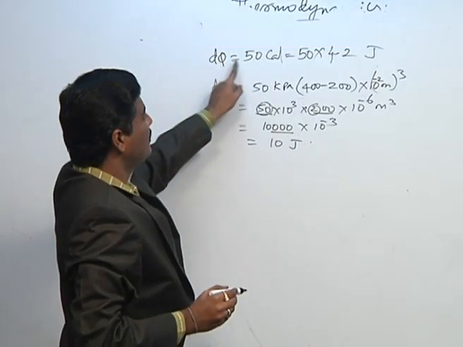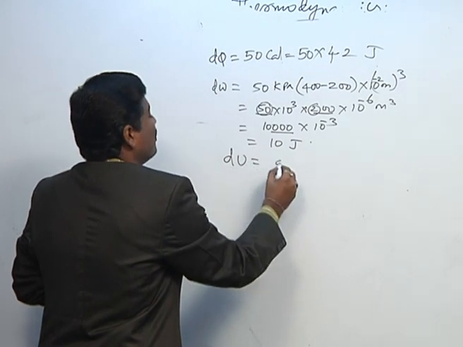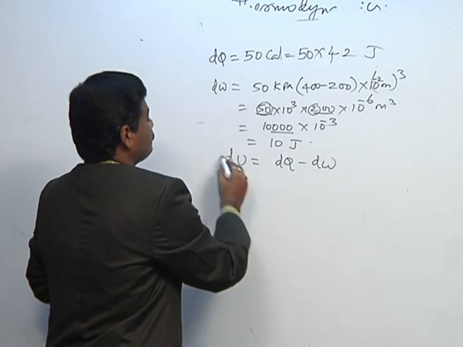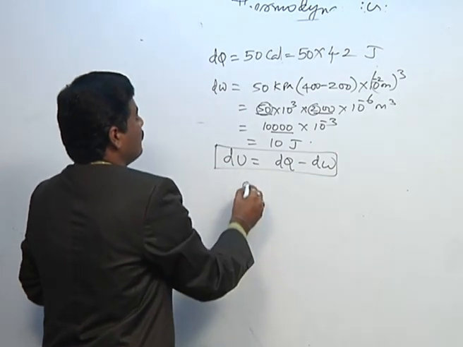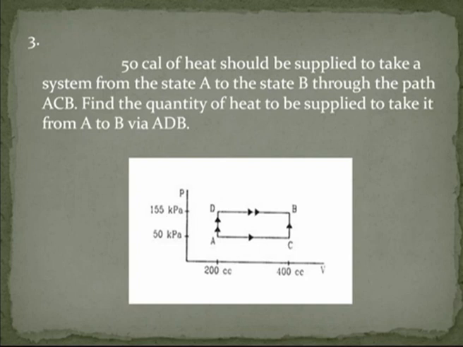From this, dQ we are getting as 50 calorie, and dW is given. So easily we can find out dU by taking dQ minus dW. So by this process we are getting dU. After that he is asking about the quantity of heat to be supplied. You have to find out the work done along the ADB process.